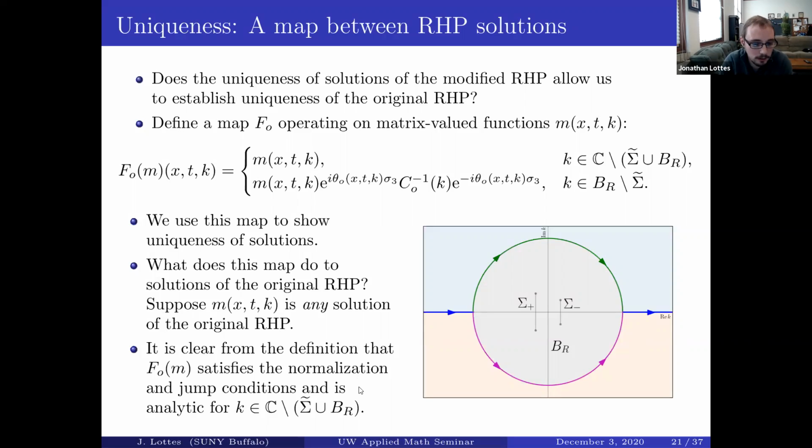It's also easy to check that it satisfies the jump conditions. Sorry, I'll get there in a second. It's immediately clear that outside the ball, it satisfies the jump conditions and it's analytic because, again, as long as I'm outside the ball, then F naught of M is exactly the same as M, and the Riemann-Hilbert problem for M specifies all those conditions. So the only question is, I guess two questions: what happens on the boundary of the ball, and what happens inside the ball?